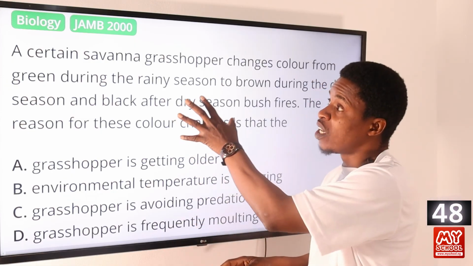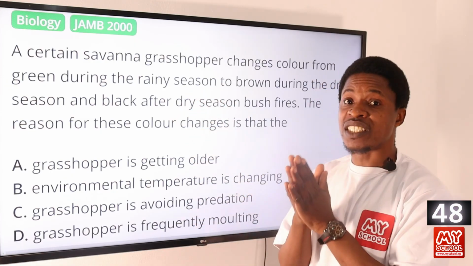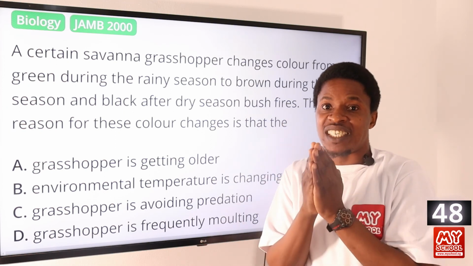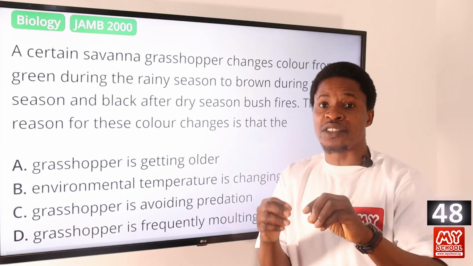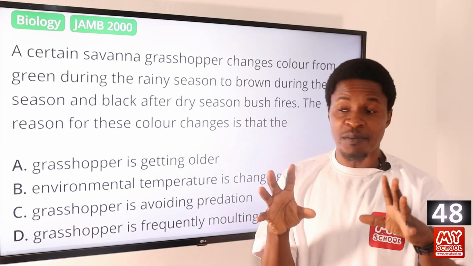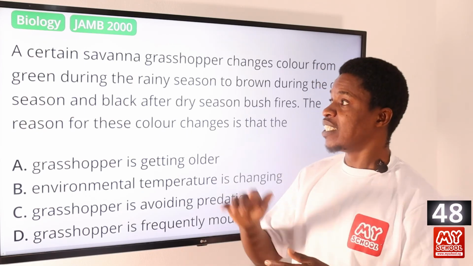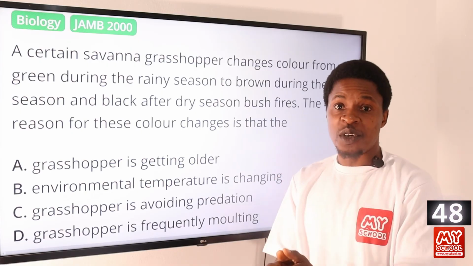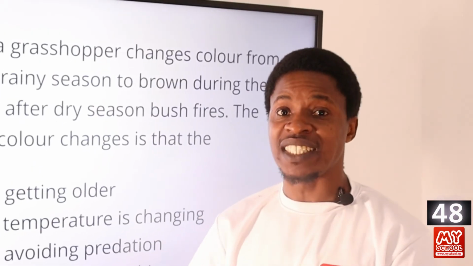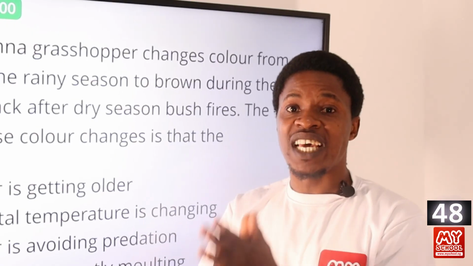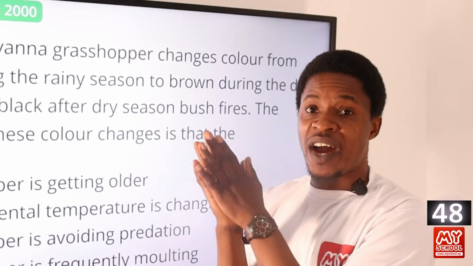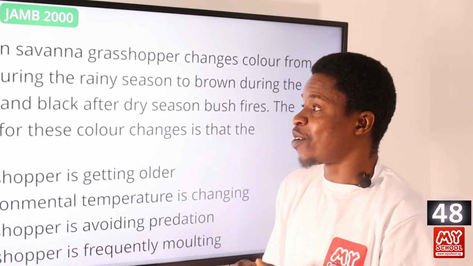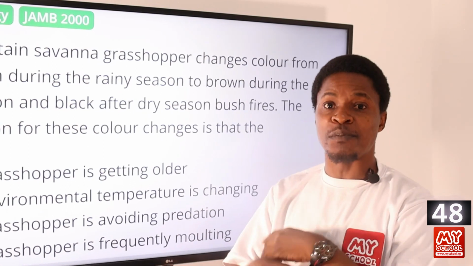The same thing happens to this savanna grasshopper, because once it's rainy season, all the grasses in that place become green. So the color will change to camouflage into that, so that if predators come to pick it, they cannot see it because the color matches the environment. The same thing when it is dry season: the leaves and trees are brown, so the color changes again to camouflage. Then when there's bushfire, everything turns black, so it will also change its color to become black because the bushes are already black.